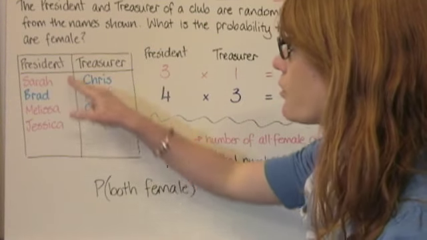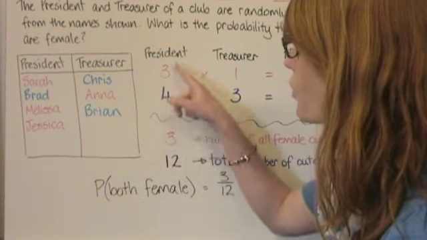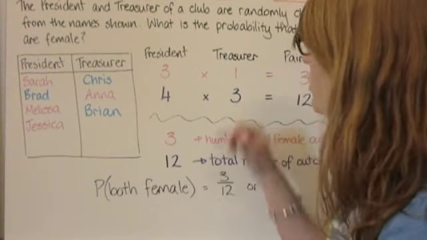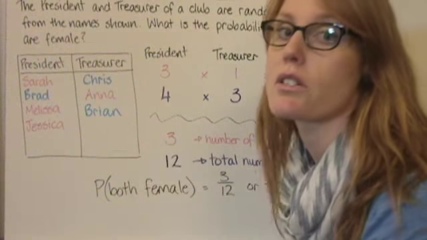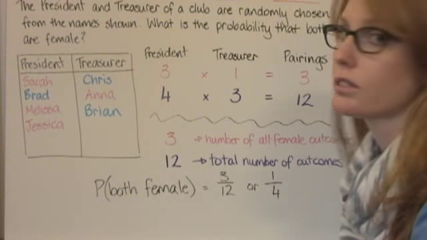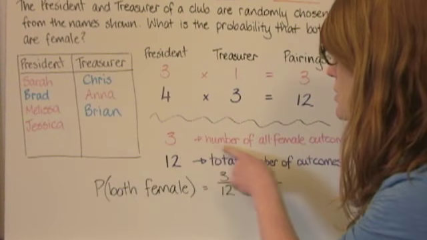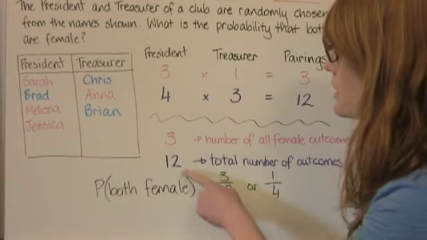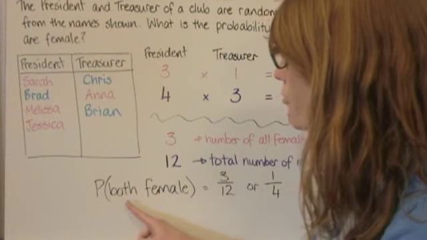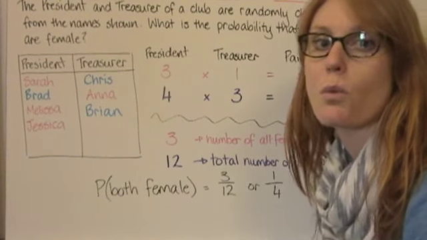In total, if we are looking at what the possible outcomes were, we would have 4 presidents to choose from because there are 1, 2, 3, 4, and 3 treasurers because there are 1, 2, 3 treasurers. So we multiply those together to find the total number of possible outcomes, which is 12. 3 represents the number of all female outcomes, and 12 represents the total number of outcomes. So the probability of both being female is 3 on 12, or simplified to 1 on 4.